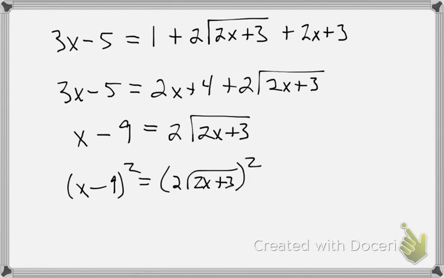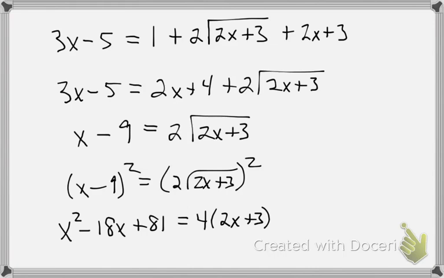If I square both sides, on the left, x squared minus 18x plus 81 set equal to? Oh, yeah, 4. And then the other part. That's why we're here. We're here to learn. It's 4 times 2x plus 3.